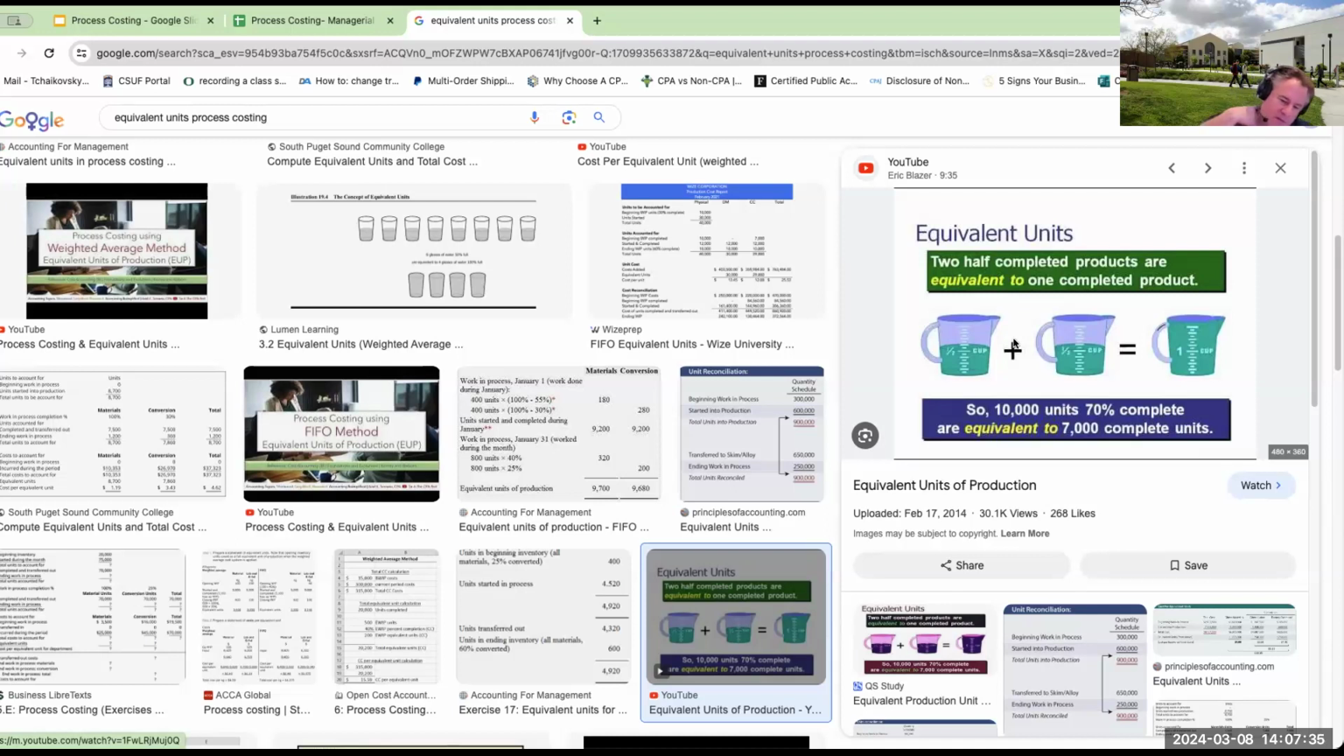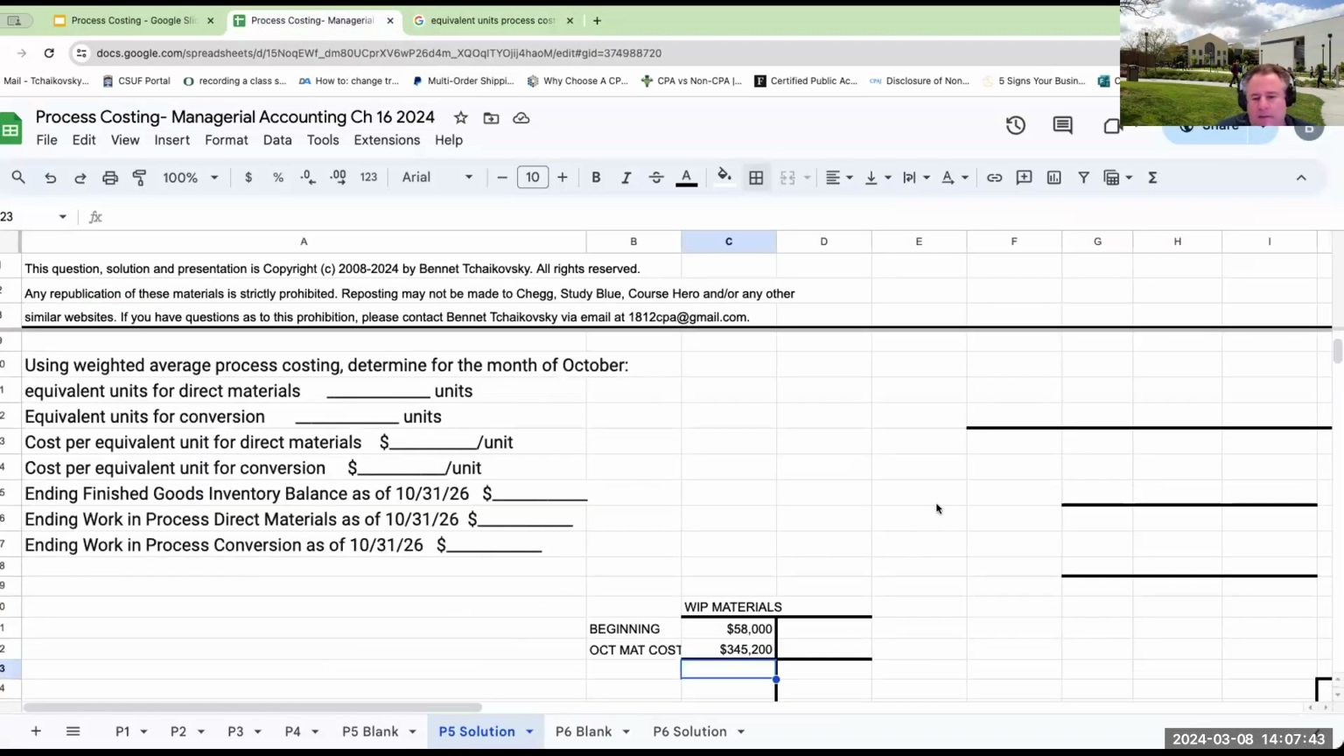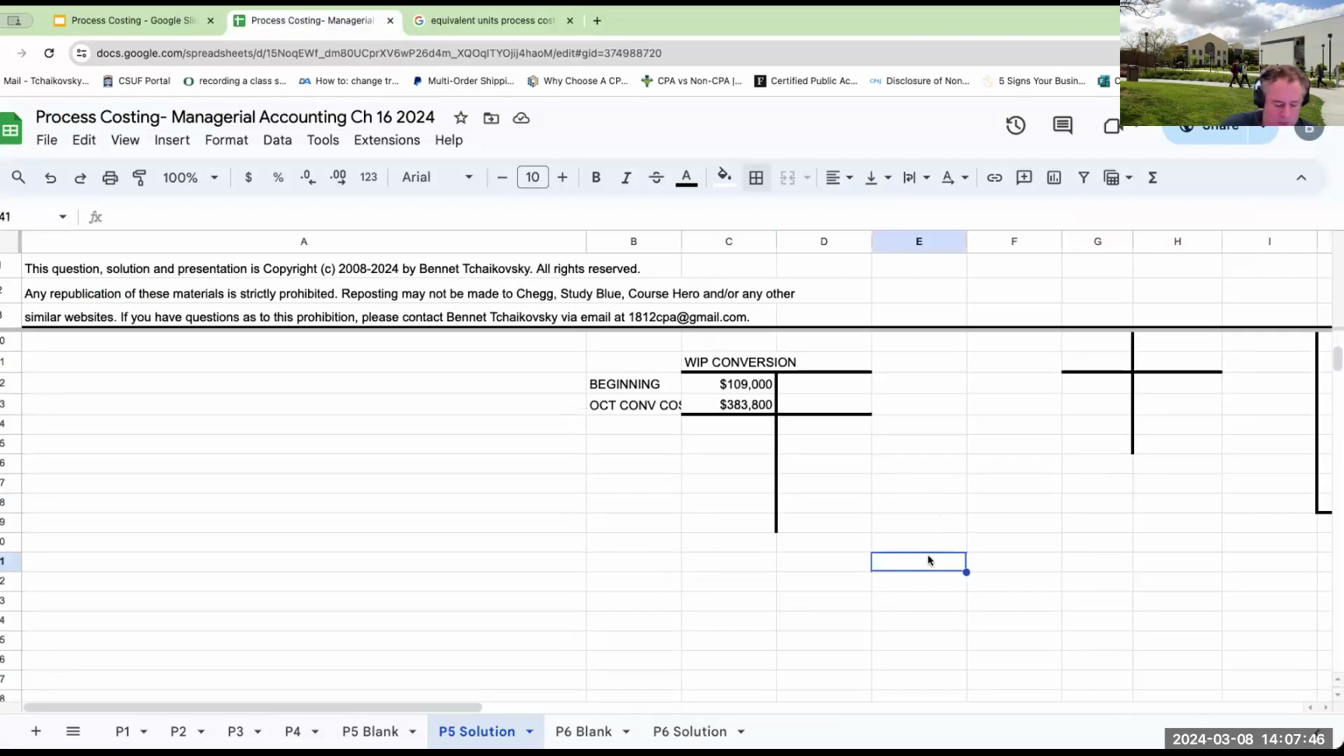When we look at the concept of equivalent units, the best way to look at this is, if I have 100 units that are, say, 40% complete, this would be the same as 40 units that are 100% complete. So 100 times 0.4 is going to be 40, and that is where we're saying that these units are basically going to be the same as those that are 100% complete.